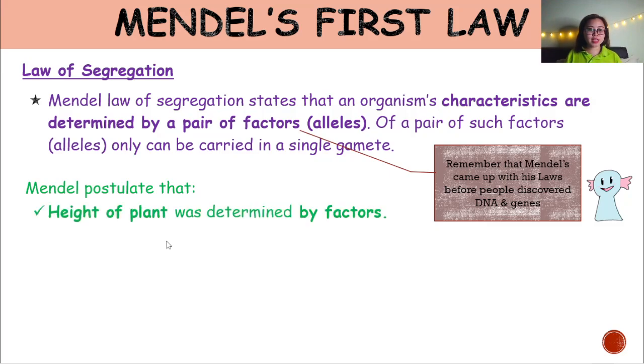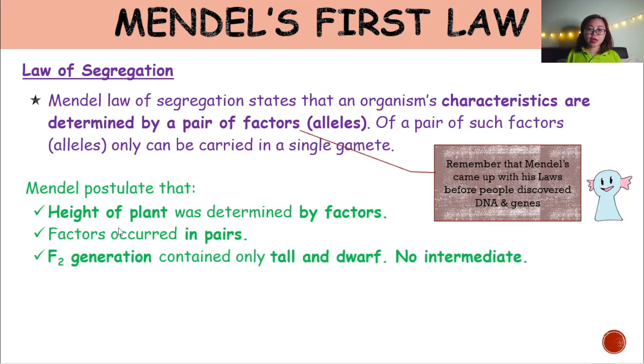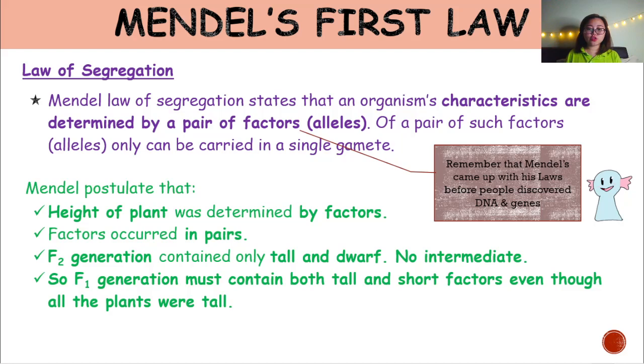Okay, so he postulates that the height of plant was determined by factors. Okay, the height of his pea plants was determined by alleles. These alleles or factors will come in pairs, memang berpasang. The F2 generation contain only tall and dwarf, no intermediate. Okay, apa yang Mendel nampak adalah phenotype dia antara tinggi atau pendek. Tiada pertengahan, no intermediate. So the F1 generation must contain both tall and short factors, even though all the plants were tall.